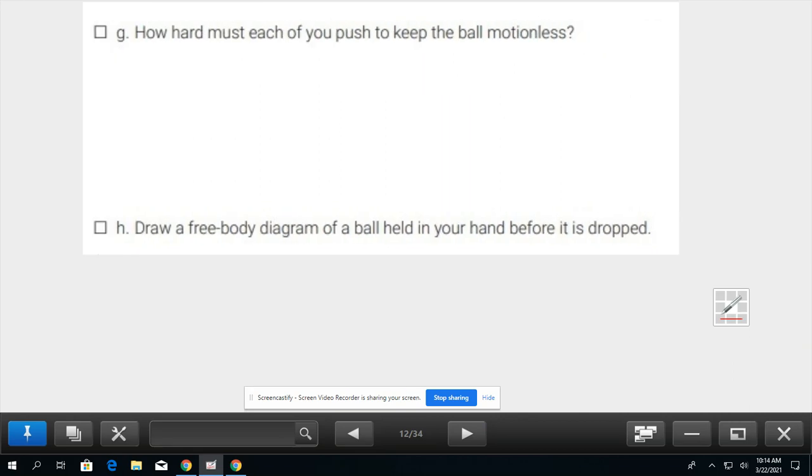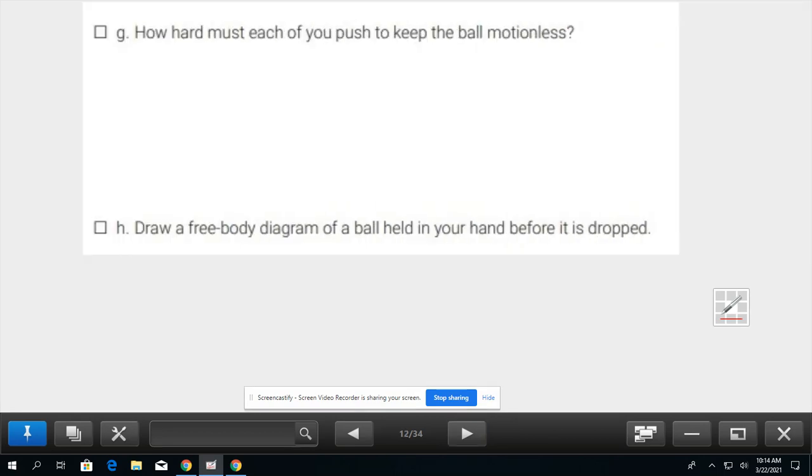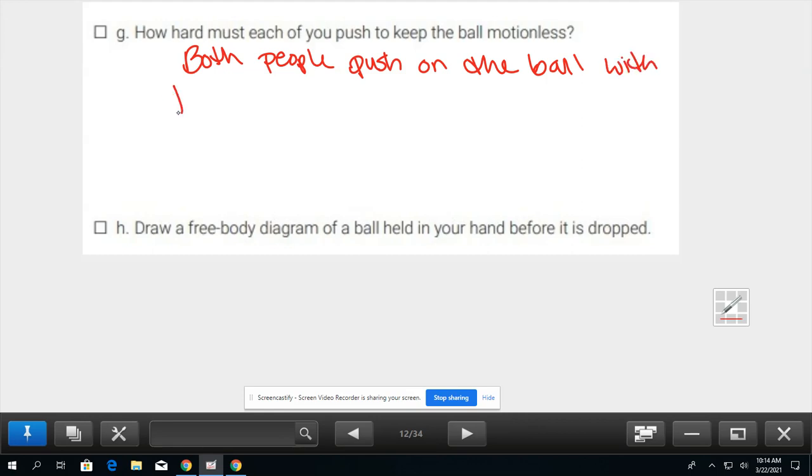How hard must each of you push to keep the ball motionless? Okay, so if one person is pushing harder than the other, we get motion. Both people need to push on the ball with the same force.